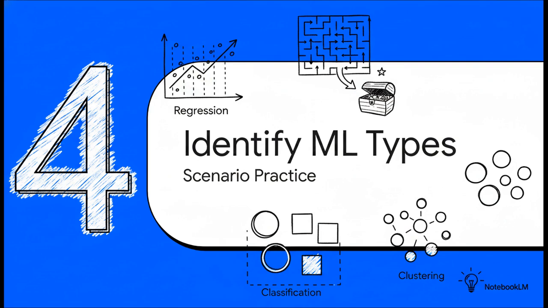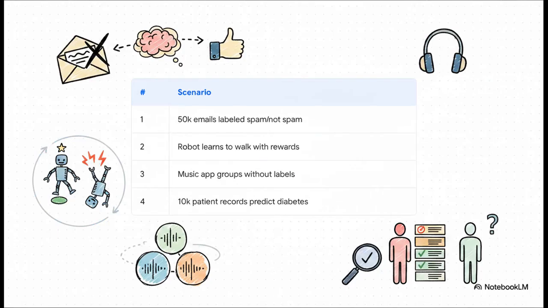Next up, Section 4, Identifying Machine Learning Types. Great job on the multiple choice. Now we transition to the next major structural part of your exam, identifying machine learning types. You're going to be given a scenario, and you must identify if it's regression, classification, clustering, or reinforcement. Here are your 4 specific scenarios from the text.